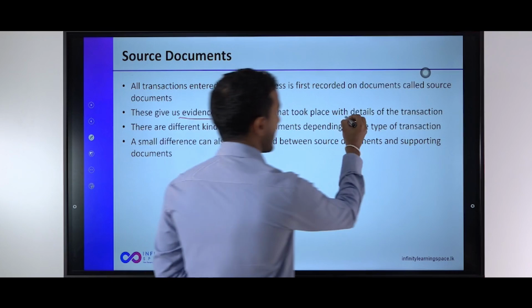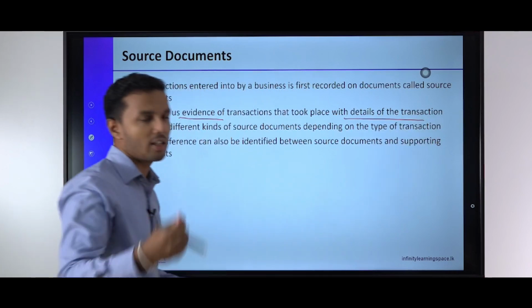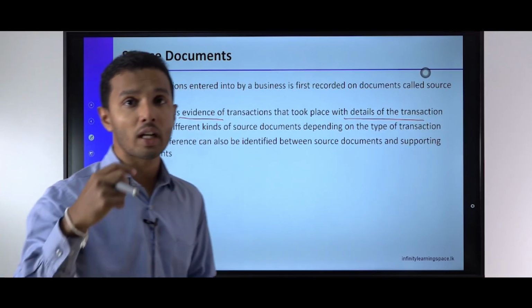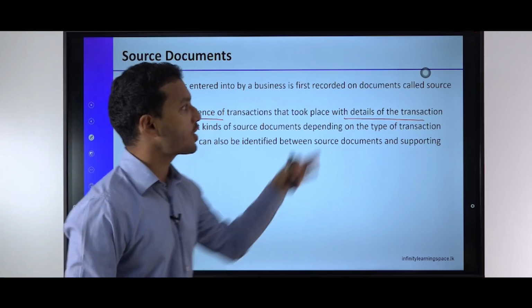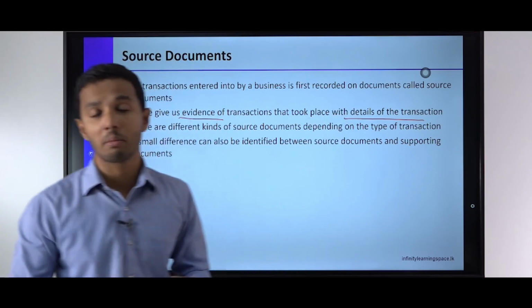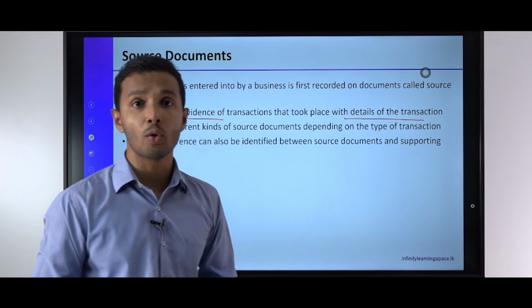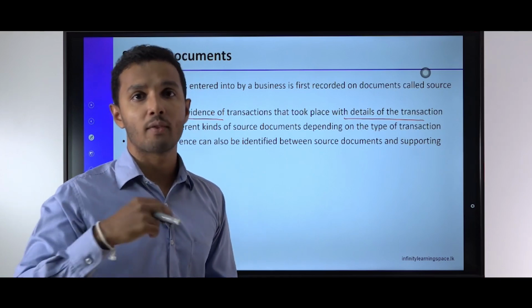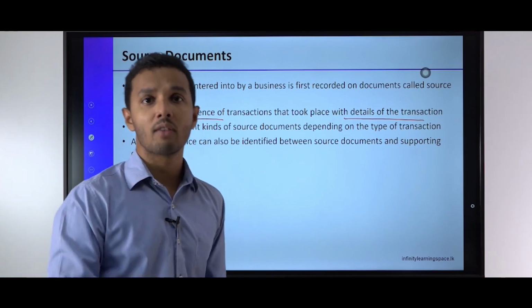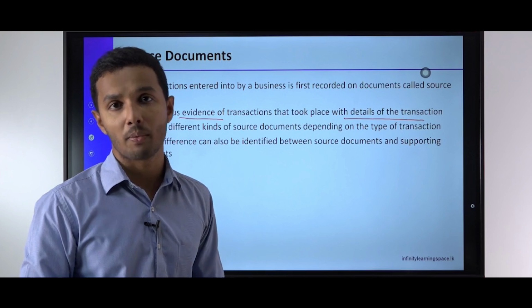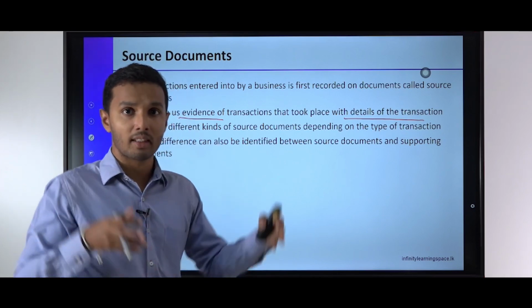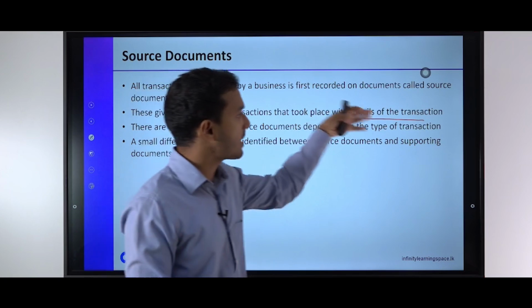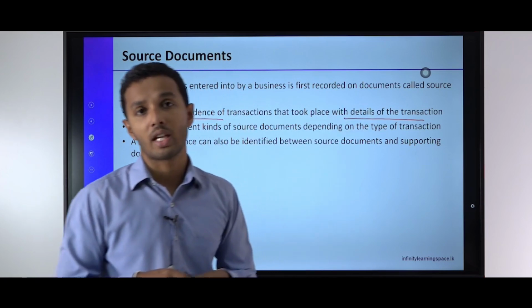If you take the sales invoice, the sales invoice is evidence or proof that goods were sold to a customer. Then it also gives us details of the transaction, because the sales invoice will tell you how many goods were sold at what price per unit, and what is the total price charged from the customer. So it gives us evidence that the sale happened, and also tells us information about that transaction.